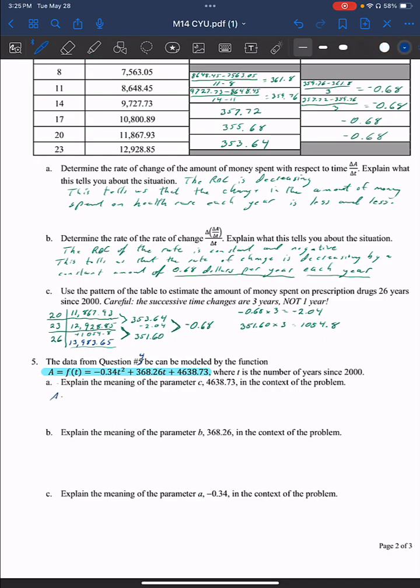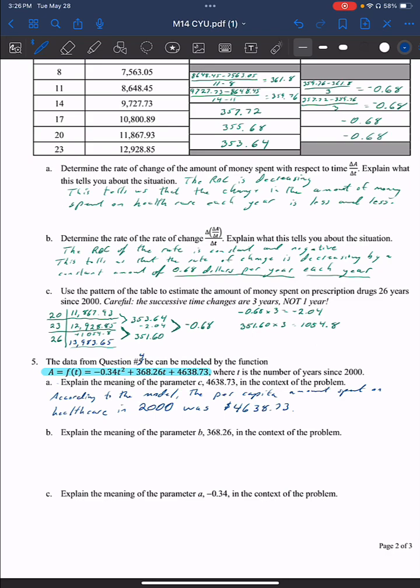So we say, according to this model, the per capita amount spent on healthcare in 2000, because that is our vertical intercept when the input is 0, was $4,638.73. So explain the meaning of the parameter b.